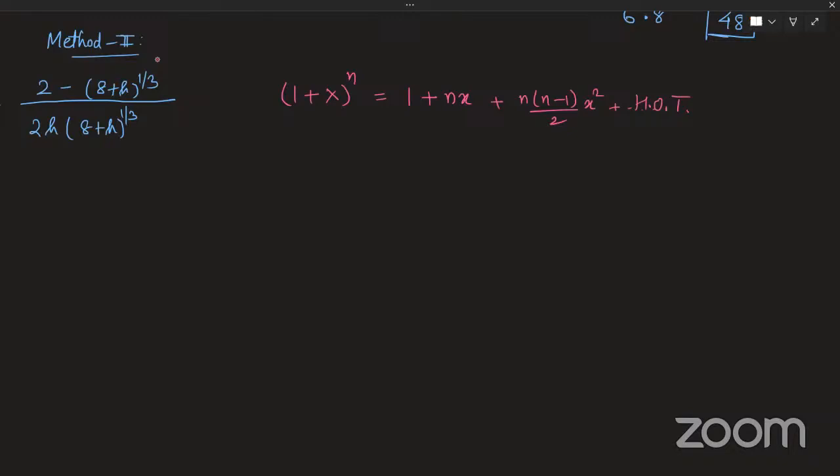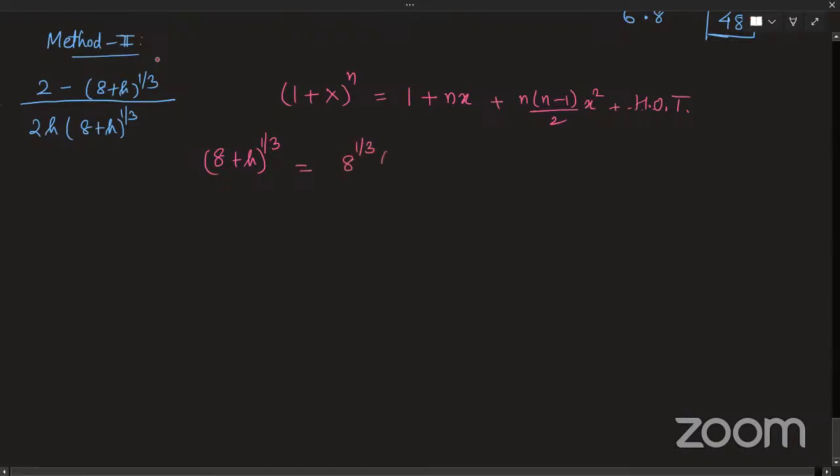So I have 8 plus h whole to the power of 1 by 3, right? Is it possible for me to convert this form into this form? I can just try, right? I can take 8 common. So I have 8 to the power of 1 by 3 into 1 plus h by 8 whole to the power of 1 by 3. Is this correct, everyone? What is 8 to the power of 1 by 3? 2, sir. Okay, 2, right? So it is 2 into 1 plus h by 8 whole to the power of 1 by 3, right?